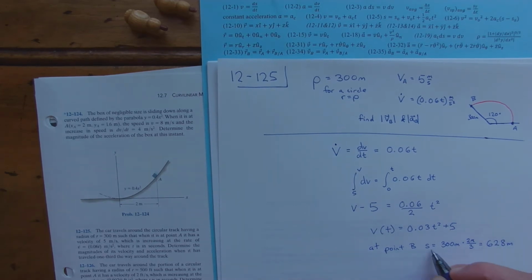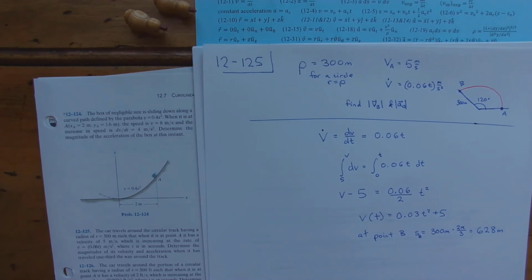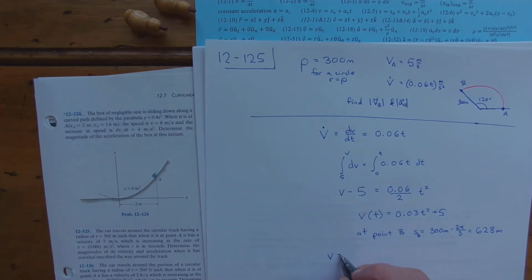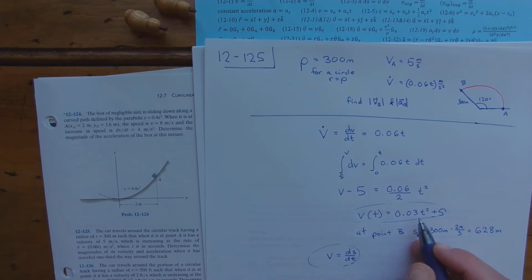So, I guess we should call this s sub B. Okay, so now I have the velocity as a function of time, but I know that the velocity is equal to ds/dt. So I'm going to use this and this now to put in the velocity here, then bring the dt over to the other side. So we have ds is equal to (0.03 t squared + 5) dt.